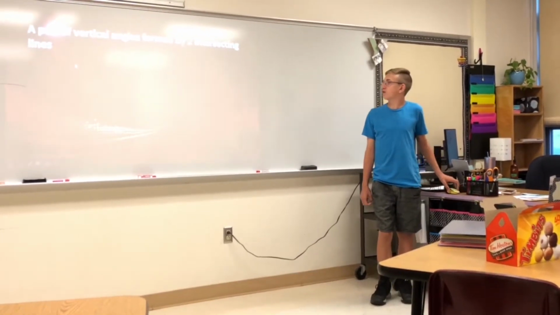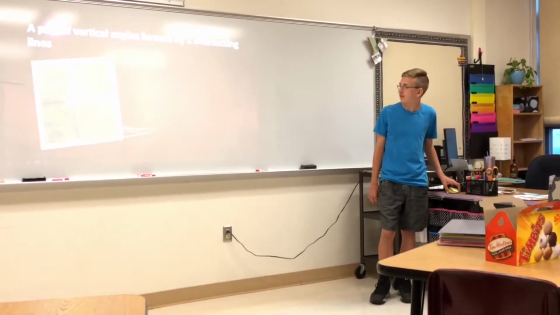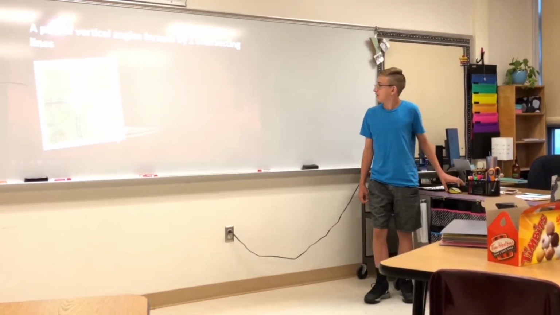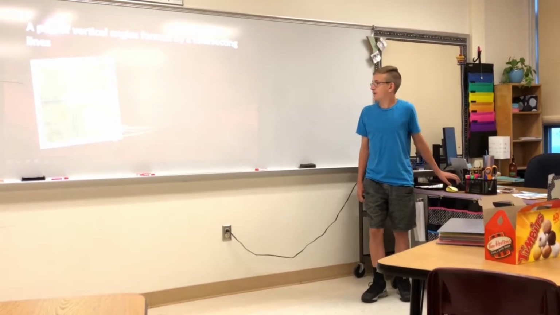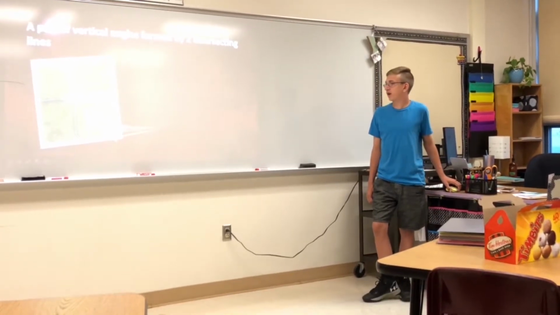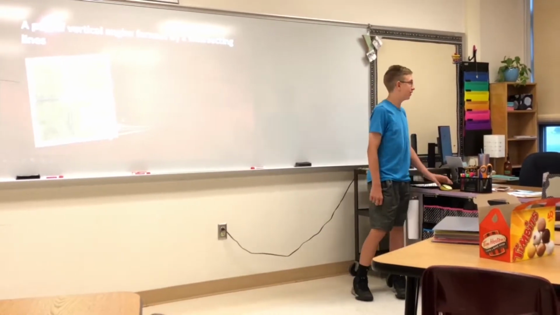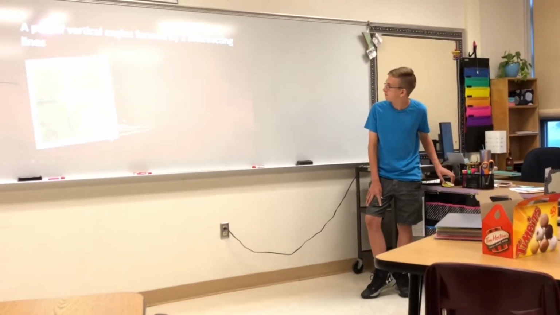A pair of vertical angles formed by two intersecting lines. It's baseball bats crossing, and they're vertical angles because they're across from each other. And since baseball bats are used in baseball, it fits my theme.